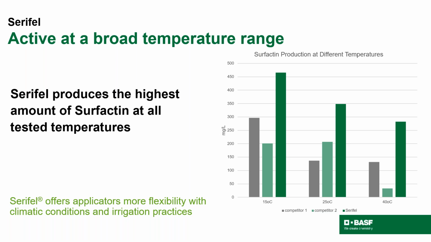And as we see in the graph, the dark green bars are Serifel. So it likes to produce surfactant at those lower temperatures. You see those really high numbers at lower temperatures, but then it continues to produce surfactant at the warmer temperatures as well.